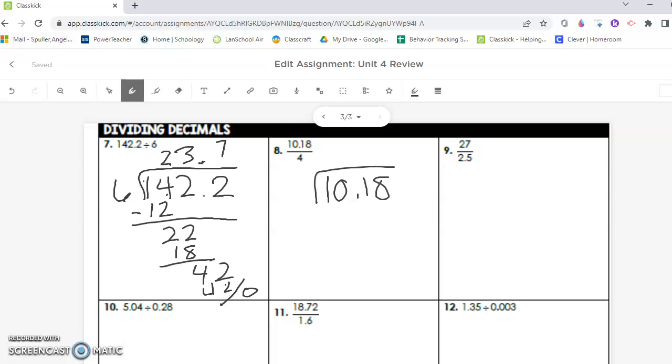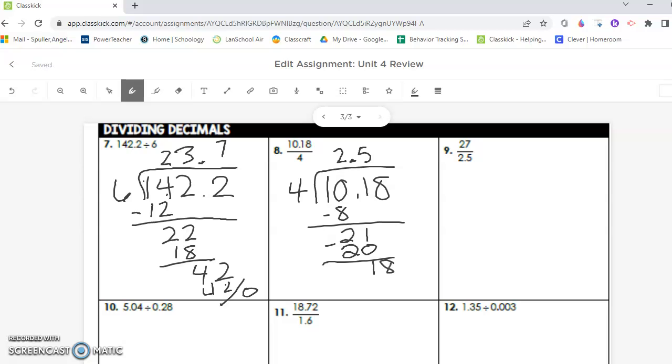10.18 divided by 4. Can't go into 1, but it can go into 10 two times. Gets me 2 times 4 is 8. Subtract that, I get 2. Bring down 1. 4 goes into 21 5 times. Remember, I'm bringing up my decimal. 4 times 5 is 20. Subtract that, I get 1.